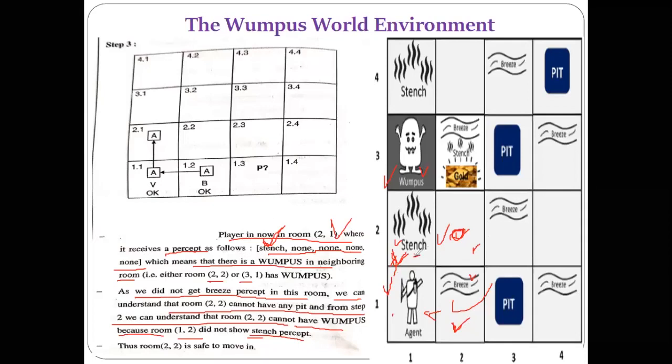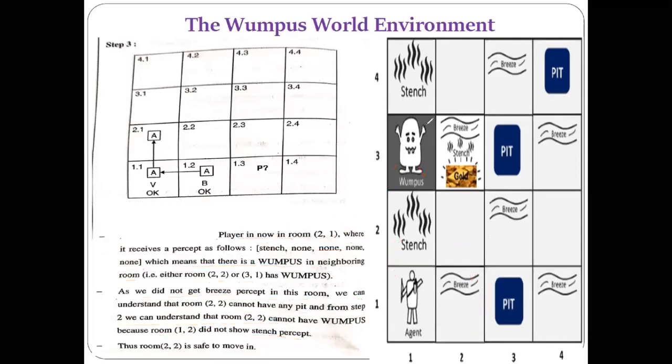So out of these two rooms, room 3-1 or room 2-2, which is safe to move? From this location, which is the safe room to move? 3-1 or 2-2? 2-2 location. 2-2 location, exactly. 2-2 location is the room which is now safe to move.